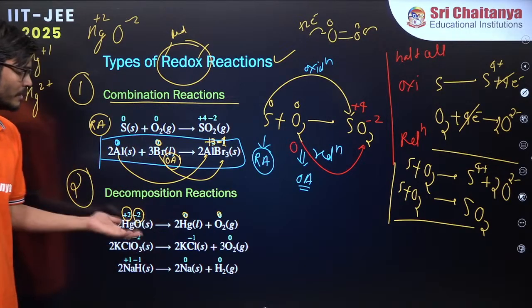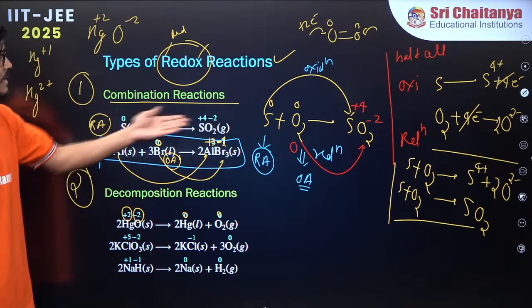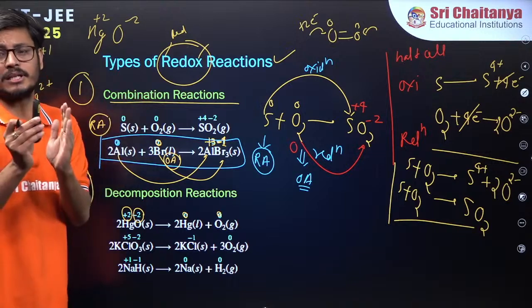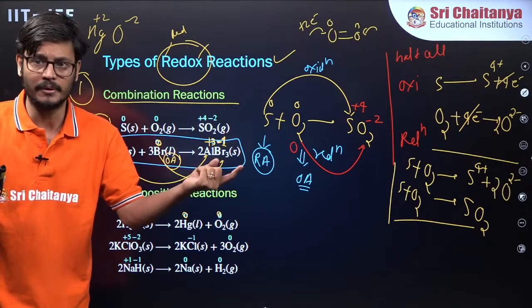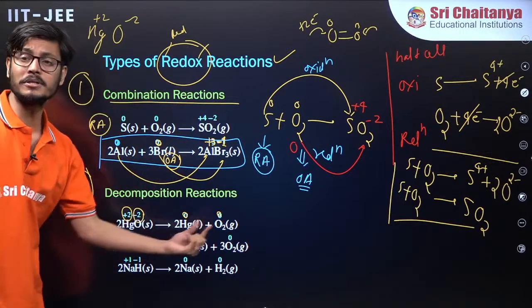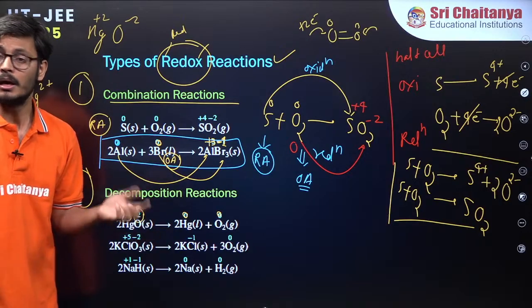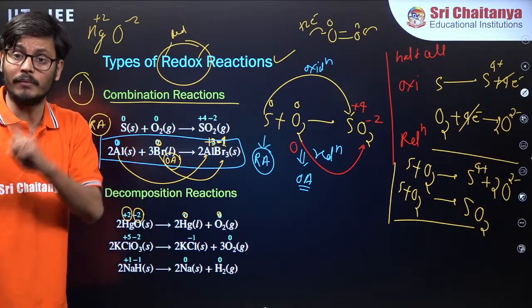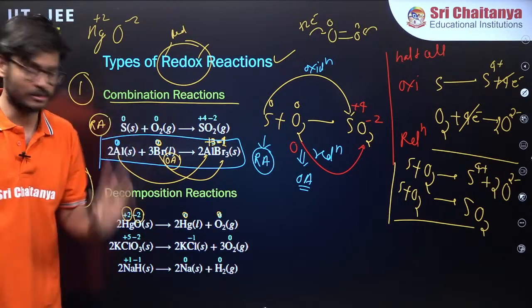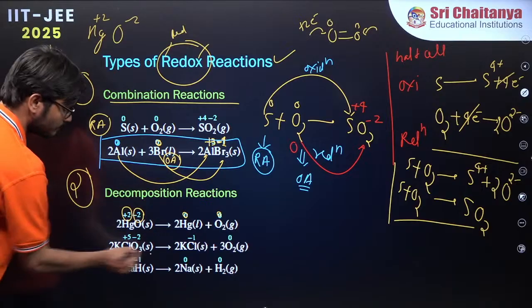In the case of a combination reaction, what is happening? These are reacting with each other and changing the oxidation number. In this one, they are decomposing and changing the oxidation number. One should always be oxidation and one should be reduction. So that is redox.